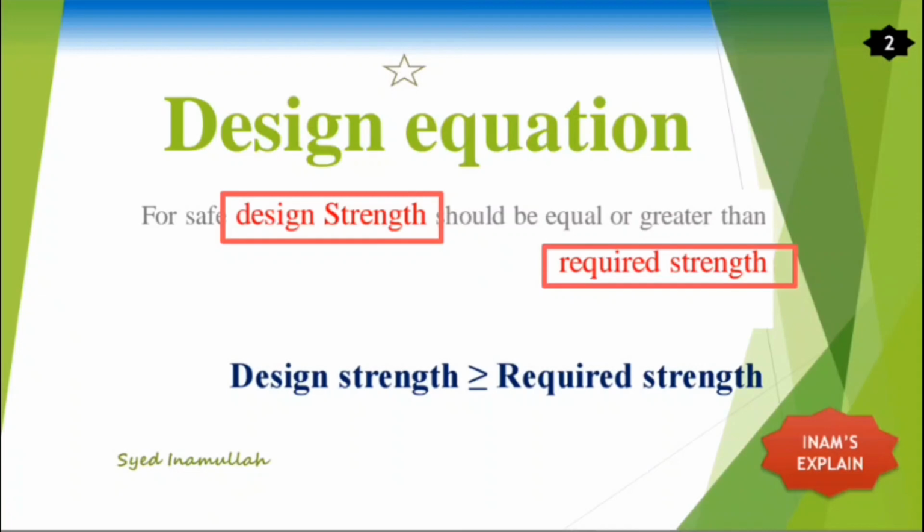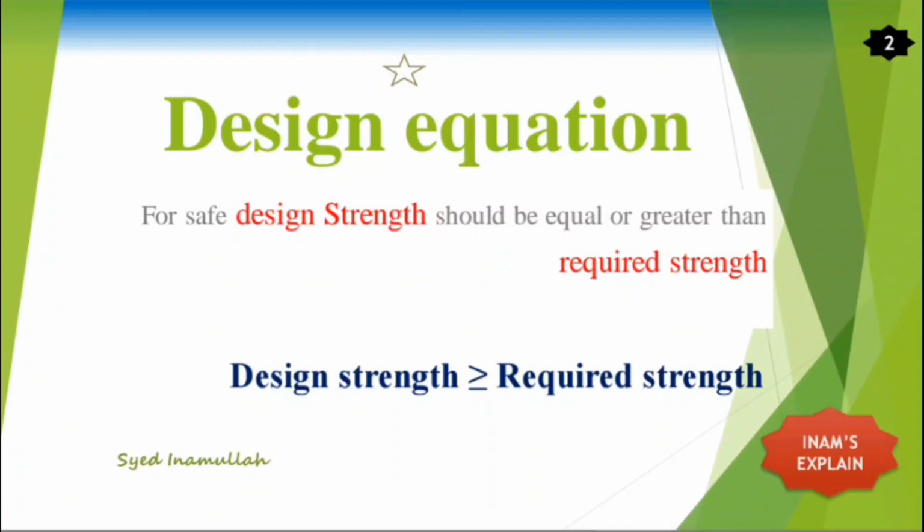Now in this subject, we are discussing this equation and achieving it through different design philosophies. We are achieving this design equation, that the design strength should be greater than or equal to the required strength. So what is the required strength? The stresses developed due to the applied loads, working loads, or different load effects. The stresses developed due to these applied loads, the load effect, are called the required strength.